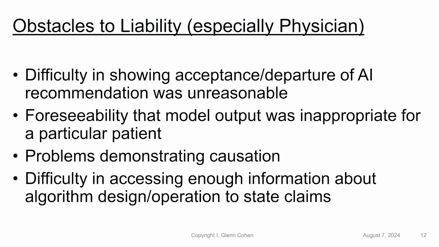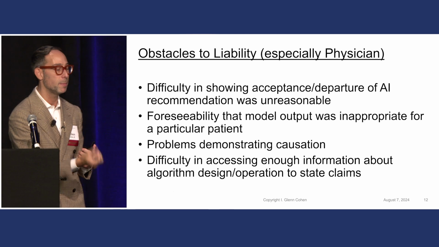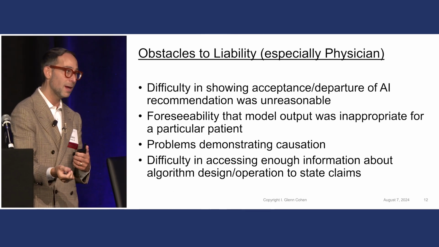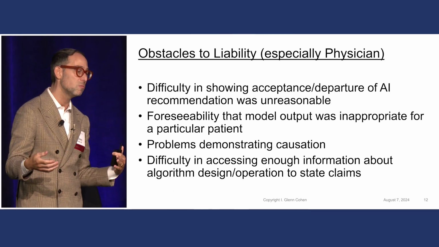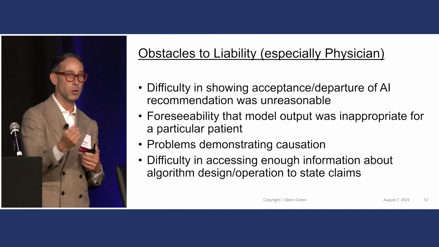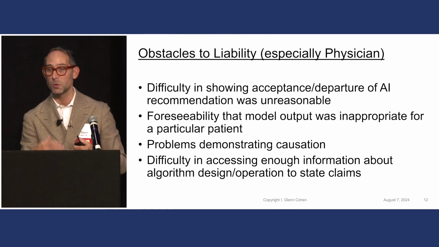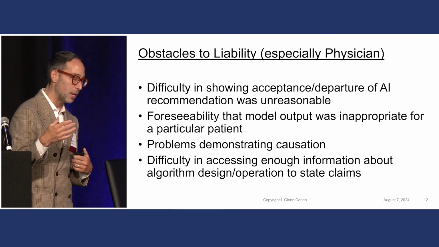When it comes to the physician, and I'll stop here, also there's a bunch of defenses we're seeing run in the literature and the case law that are relevant. Difficulty in showing that the acceptance or departure of the AI recommendation was unreasonable. So the physician made a decision to follow or to depart. Getting an expert witness out there who can specify why that was unreasonable, quite difficult. Foreseeability of the model output was inappropriate for a particular patient. If the argument is to say it's a good model, just not for this patient, you have to show that it should have been foreseeable to the physician that it would have been inappropriate for a particular patient.